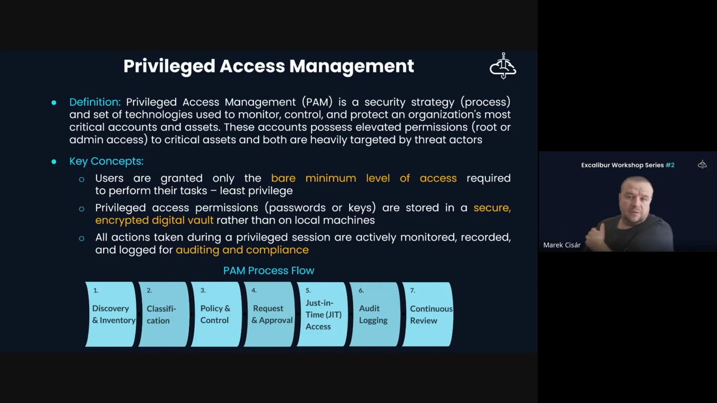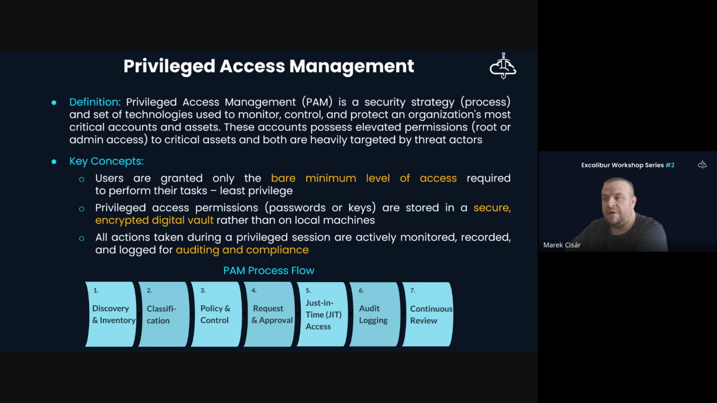In the picture down below in the slide, this is basically the graphical interpretation of how the PAM process flow works or is being defined. So first, we need to somehow discover and create an inventory of not only, for example, my critical systems or applications, but also the privileged accounts that are used to manage and to administer those systems.